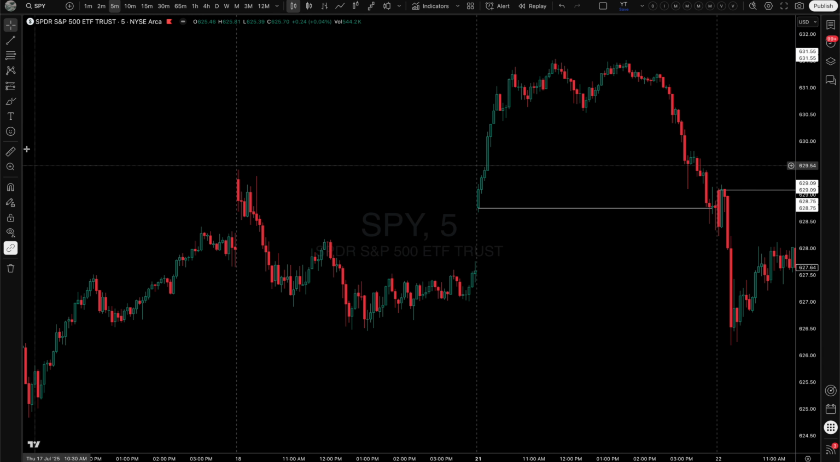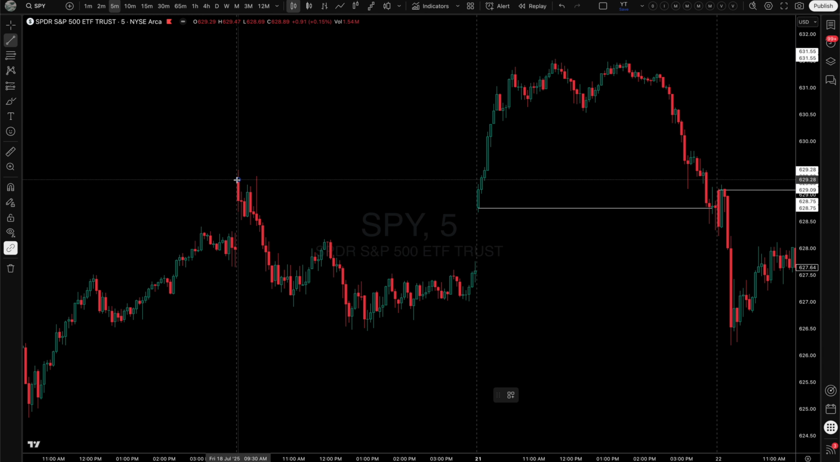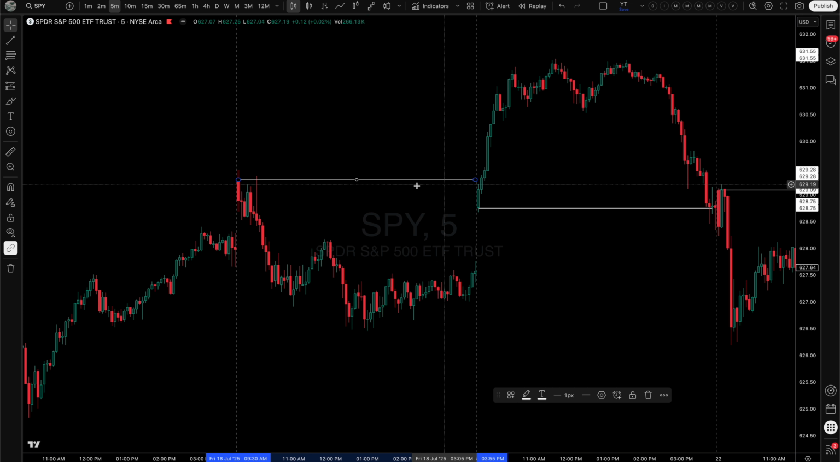Okay, and here's another instance. Now I do like this setup here. This here, we sell off, we come back, we get a nice wick test on that open, and then we dump right back in the prior day range. So that's a really great setup there.